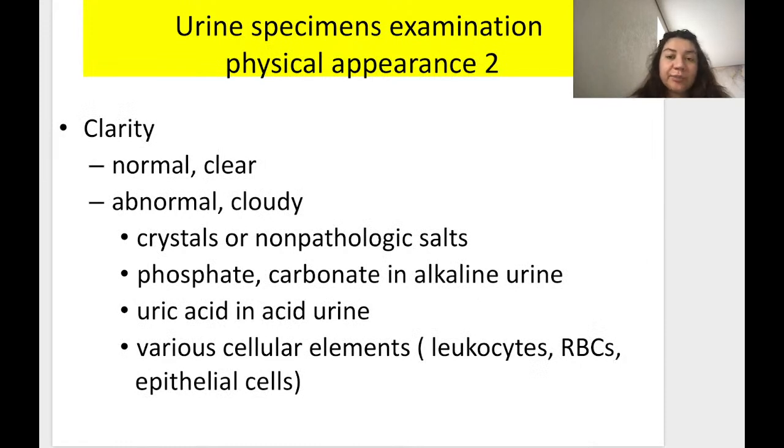By clarity, urine can be normal, which is clear urine, or cloudy urine, which is usually abnormal. Cloudy urine can be due to crystals or non-pathologic salts, such as phosphate and carbonate in alkaline urine, or uric acid in acid urine. It can also be due to various cellular elements like leukocytes, red blood cells, epithelial cells, etc.